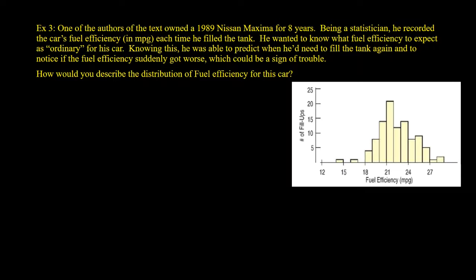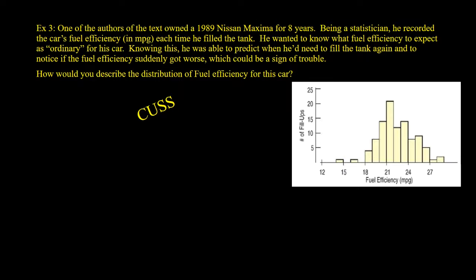We're describing a distribution, which means we're going to discuss center, unusual features, shape, and spread. We don't have the exact statistics here, so we're just going to talk about what we see in the graph. It looks like the mean fuel economy is around 21, 22 miles per gallon. The graph looks pretty unimodal and symmetric.